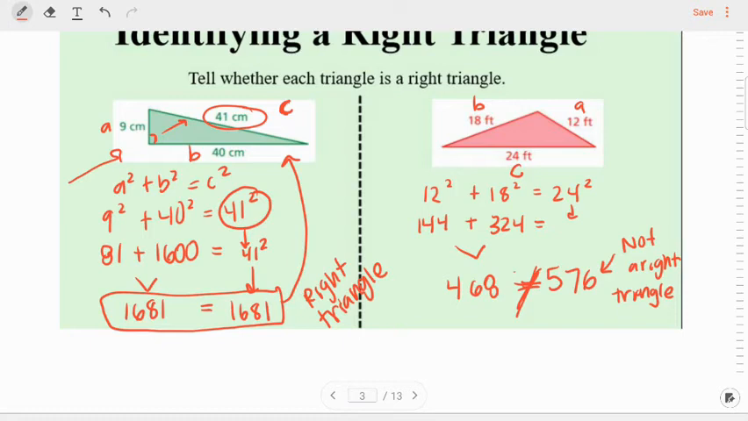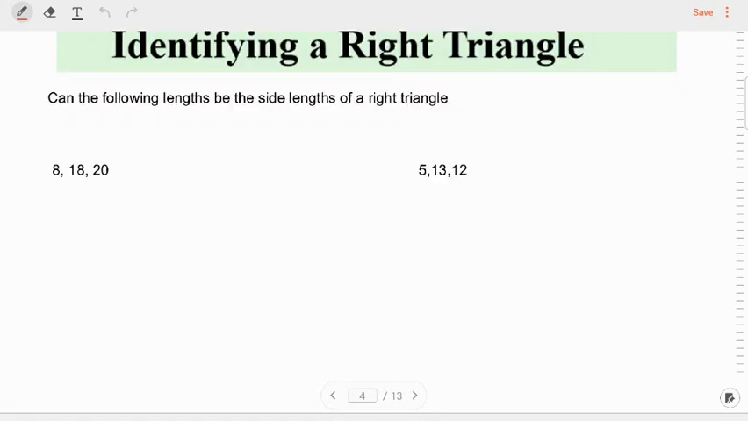Now be sure to correctly label them: the smallest side is A, the middle side is B, and the biggest side is C, because if I put the wrong label on them, there is a chance that I could incorrectly say that one is not a right triangle when it is. So let's go ahead and look at 2 more examples.